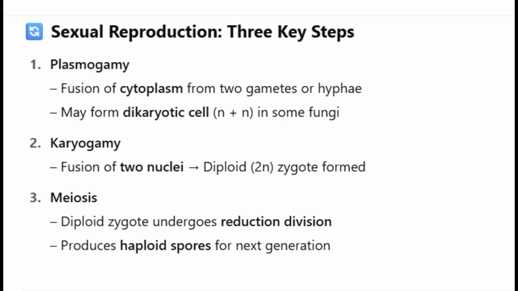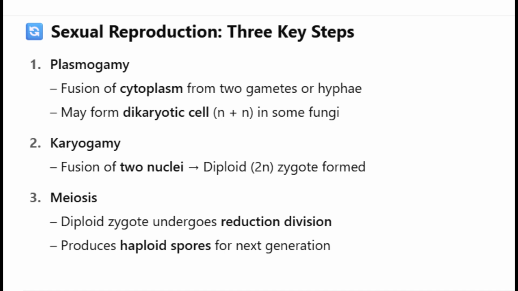Step 2. Karyogamy. Karyogamy is the fusion of the two nuclei that were brought together during plasmogamy. This forms a diploid 2N zygote, where both sets of genetic material now exist in a single nucleus. This step is brief and immediate in some fungi, while in others it is delayed, allowing the dikaryotic phase to extend. Step 3. Meiosis. Finally, the diploid zygote undergoes meiosis, or reduction division. This crucial step restores the haploid N condition, producing haploid spores. These spores are released into the environment and germinate to form new fungal mycelium, thus completing the life cycle.